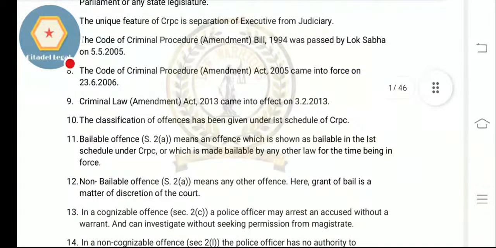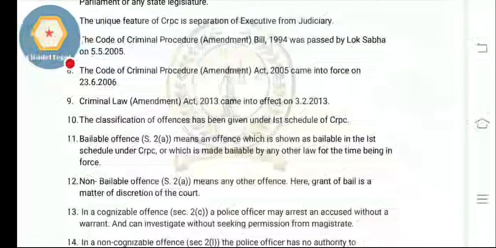Now, 11, bailable offence, section 2(a), means an offence which is shown as bailable in the First Schedule under CrPC, or which is made so by any other law, which we have to remember. Okay, now point number 12, non-bailable offence. First we go to bailable offence 2(a), then non-bailable offence means any other offence. Here, grant of bail is a matter of discretion of the court. Okay, non-bailable offence means any other offence where grant of bail is a matter of discretion of the court.